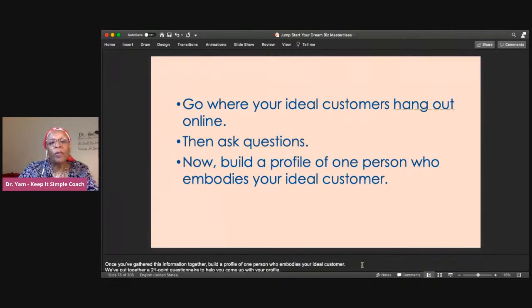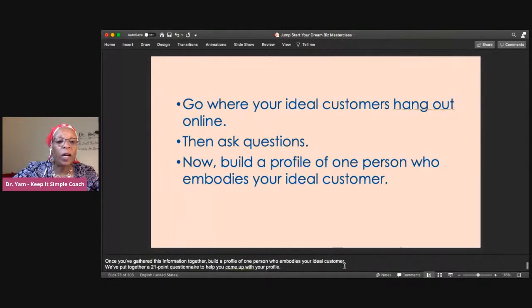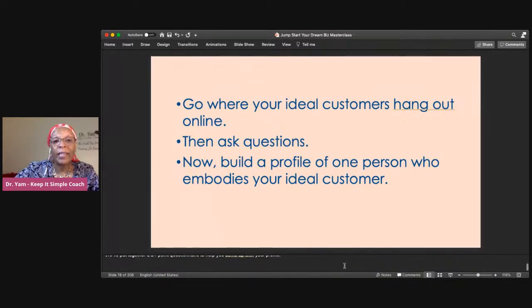Now, once you've gathered your information, you'll want to build that profile of that one person, that ideal person who's going to embody all of those ideal traits that we just talked about. You're going to put those together in a kind of 21-question questionnaire that's going to help you come up with your profile. I have that in your handout as well. And you're going to give that person a name as well. So that's going to be the fun part.